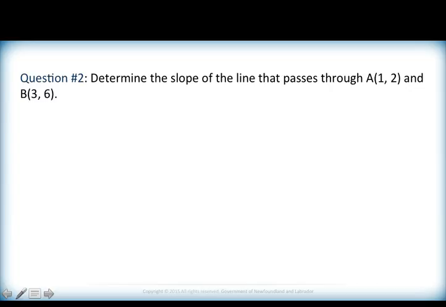Question 2, determine the slope of the line that passes through point A, (1, 2), and B, (3, 6). This one here we have no choice but to use the slope formula since we are not given a graph and we can't determine rise over run.